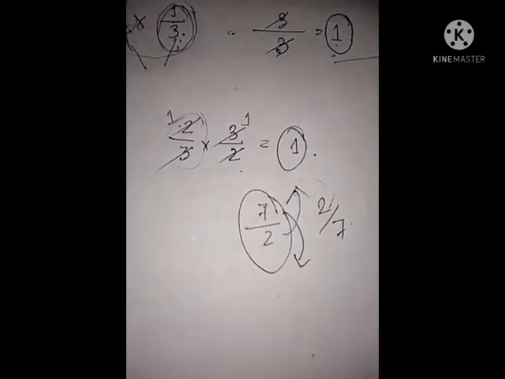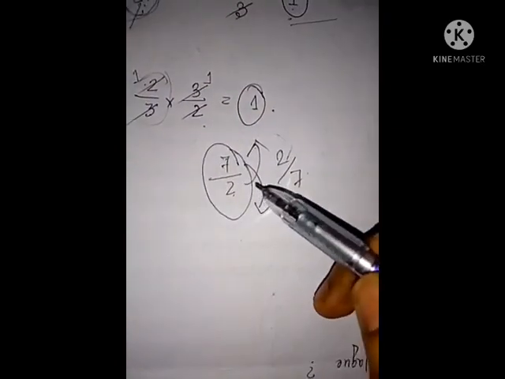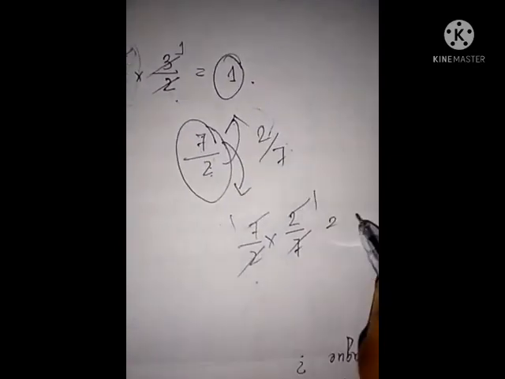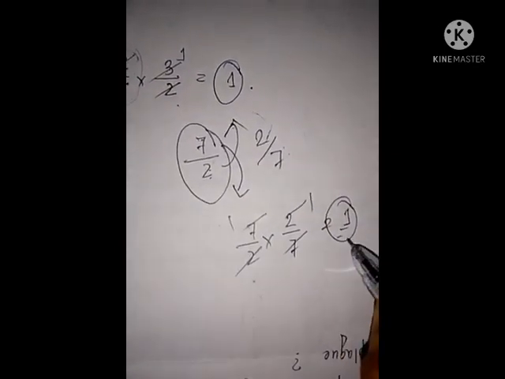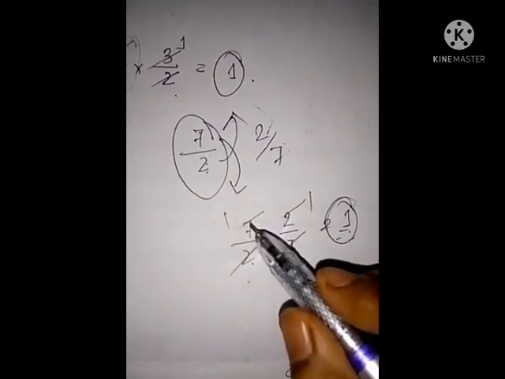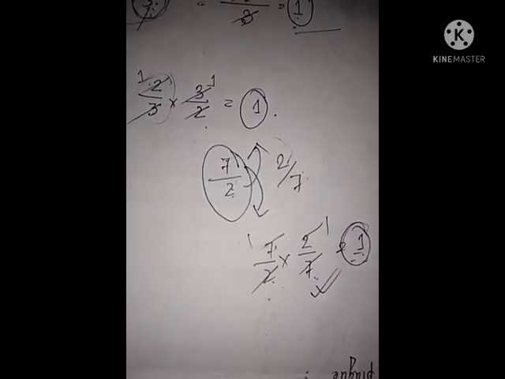Okay, and we can check the result of multiplication of these two. 7 by 2 into 2 by 7, we can cut this, so the product is 1. If we get the product 1, then we can say that 7 by 2 is the multiplicative inverse of 2 by 7, and 2 by 7 is the multiplicative inverse of 7 by 2. So like that we can also verify whether the fraction we wrote is right or not.